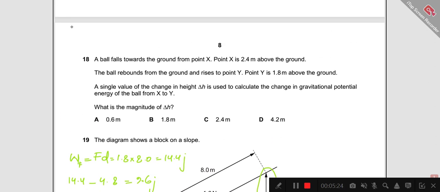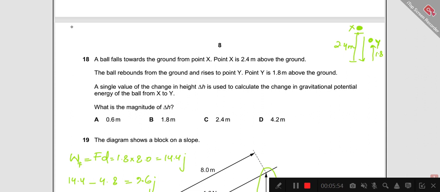Then a ball falls towards the ground from point X. Point X is 2.4 meters above the ground. 2.4 meters. This right here is this point X. The ball rebounds from the ground. The ball falls, it rebounds from the ground and it rises to a point Y. And this point Y is 1.8 meters above the ground.